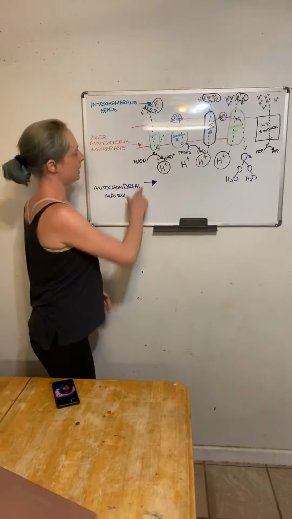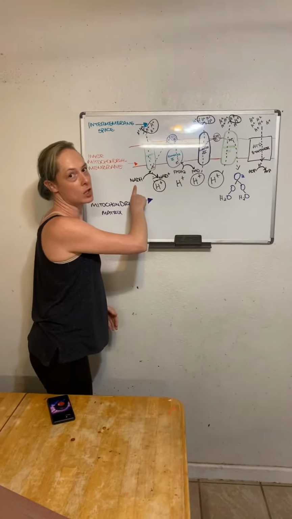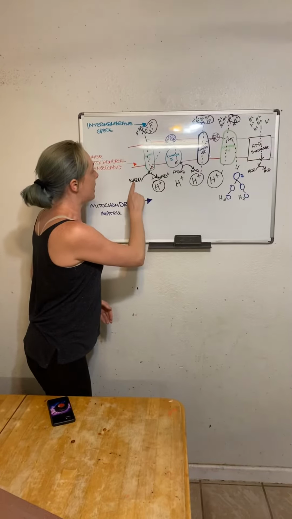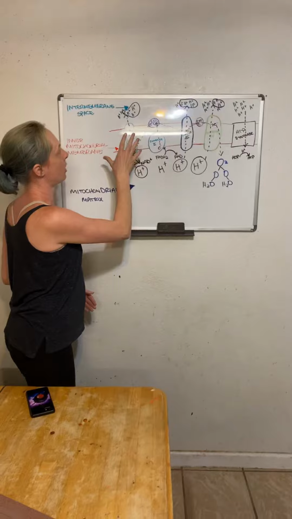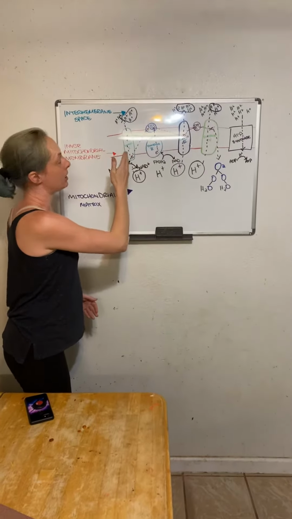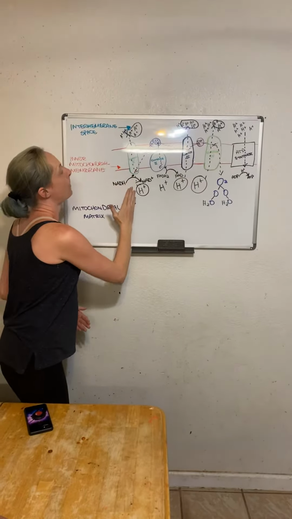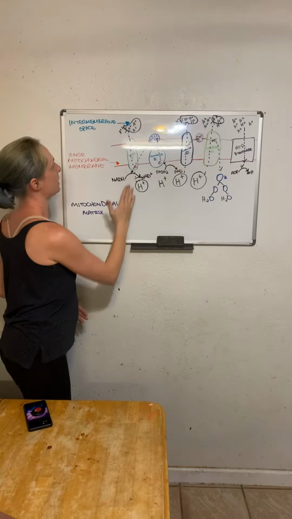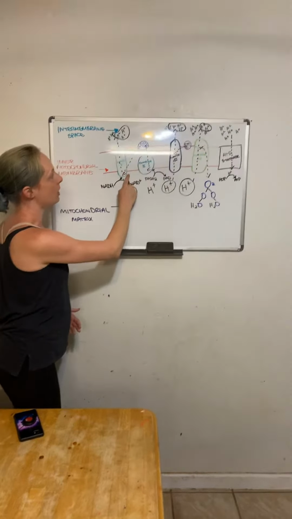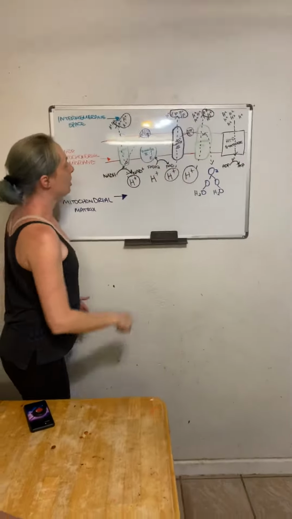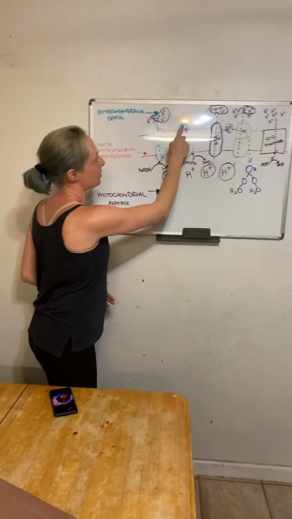So we start with NADH, which was generated in the citric acid cycle, and that donates 2 electrons to complex 1. This supercharges complex 1, which is a proton pump. So now it's able to pump the protons from the mitochondrial matrix into the intermembrane space. The donated electrons go from complex 1 to coenzyme Q. Coenzyme Q holds onto those electrons.